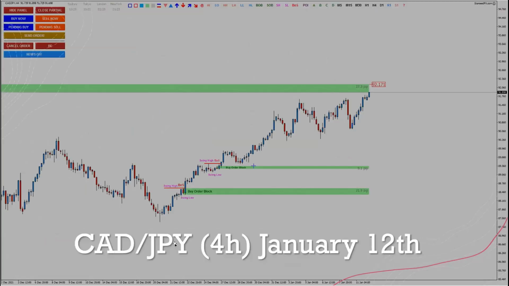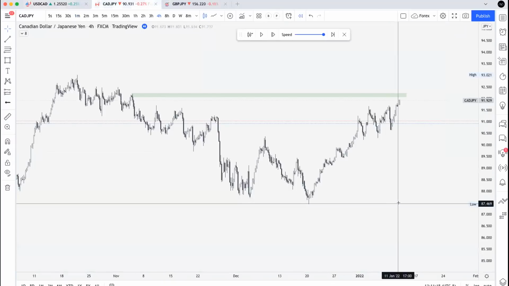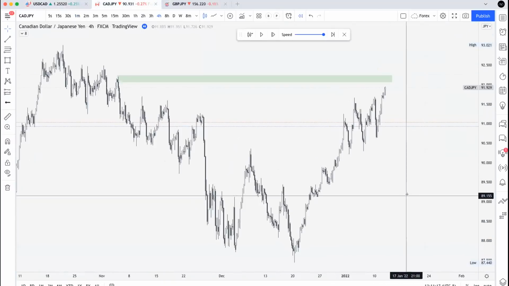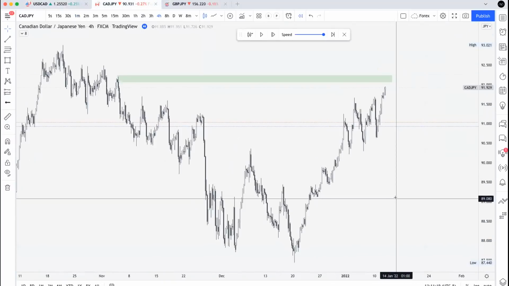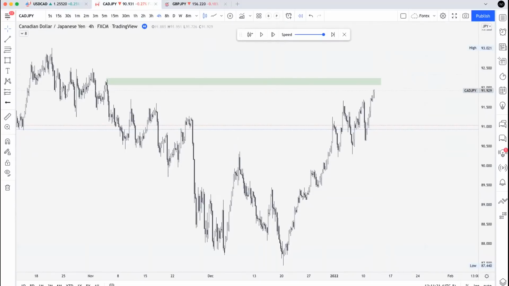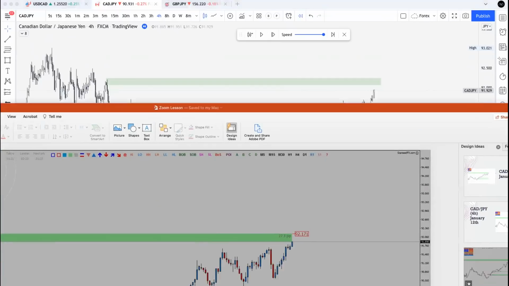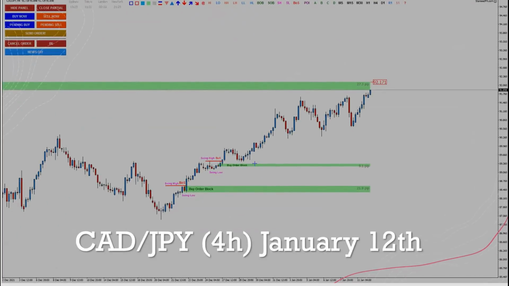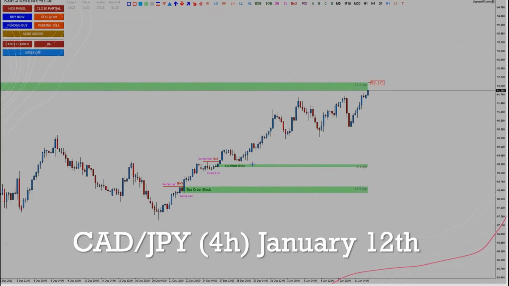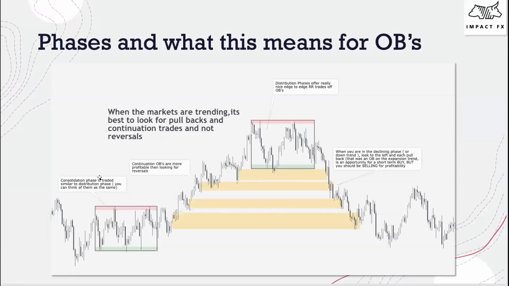CAD JPY, 4-hour order block on the 12th. Okay. Now, this one's interesting because this one I would consider a reversal OB. Okay. If we remember and we go back to the screenshots here, oops, sorry, guys. If we go back to the screenshots up here, okay, what does this look like? Let's actually go to, yeah, this is fine. If you inverse this, it's basically the exact same.